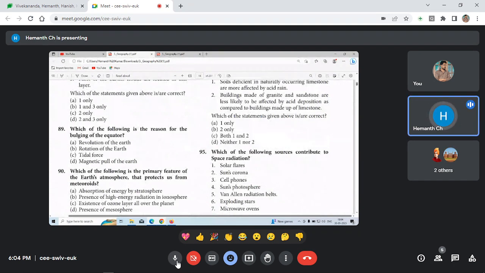Consider the following. Which of the following is the reason for a bulging of equator? Revolution of the Earth, rotation of the Earth, tidal force, magnetic pull of the Earth. B answer. 89 B undala.